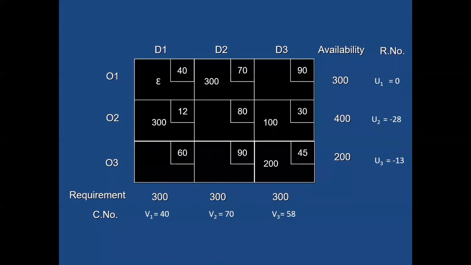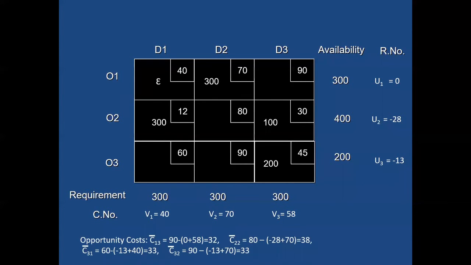Now, after you get all these values, what is the next step? Finding out the opportunity cost for the unoccupied cells. And I found out the values, and all the values this time are positive. Okay, we don't have any negative values. That means this is my optimum solution. Okay, and because this is the optimum solution, and we also have an epsilon, which is representing a very negligible value or very small value, which is not going to play any role in my calculation.